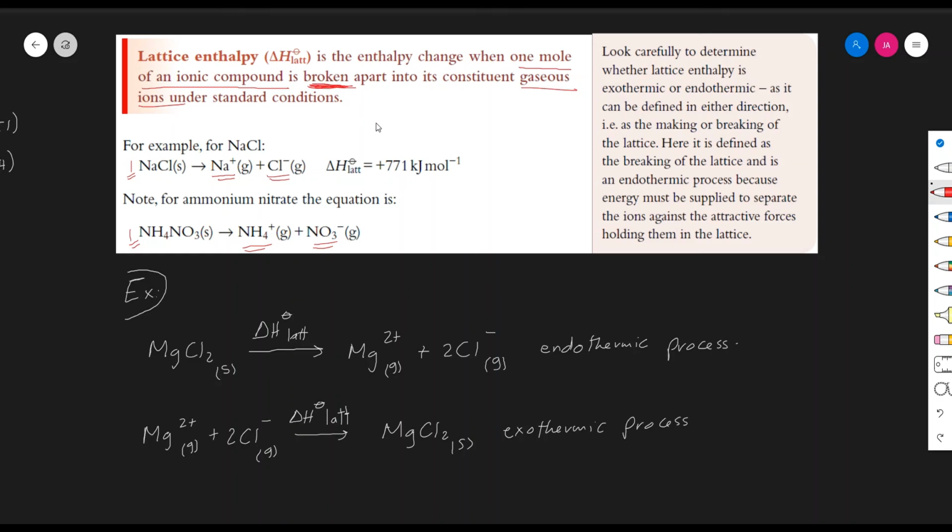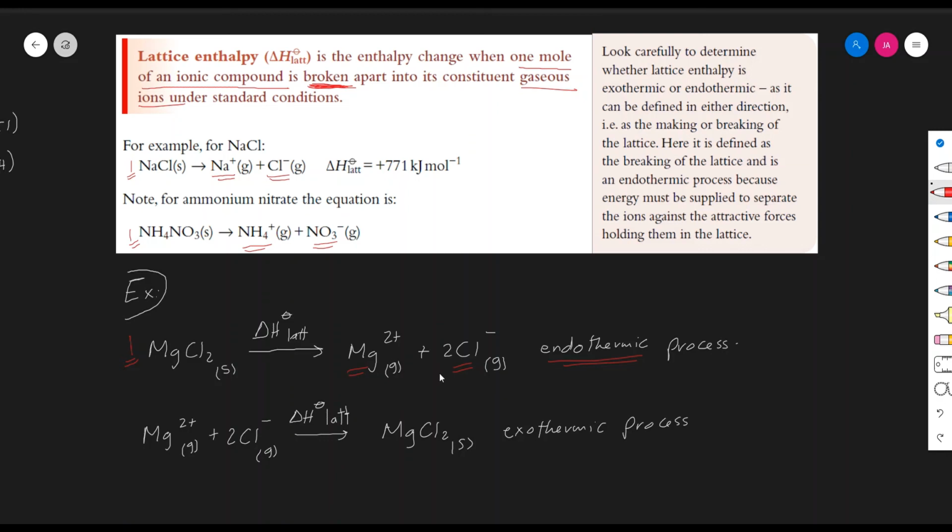The lattice enthalpy is defined as breaking in this definition here and in the data booklet as well. The values listed are for breaking an ionic compound, which is an endothermic process, and thus all the values will be listed as positive values in the data booklet. This process is listed here. It's when 1 mole of magnesium chloride solid is broken into its constituent gaseous ions, as you can see here. Basically the gaseous ions, or the ions in the gaseous state that make up the ionic solid. And this is defined as delta H lattice according to this definition over here, and this is an endothermic process, the process to break an ionic compound into its constituent gaseous ions.